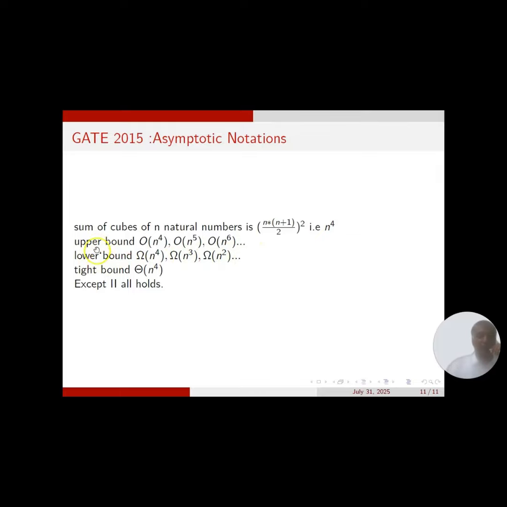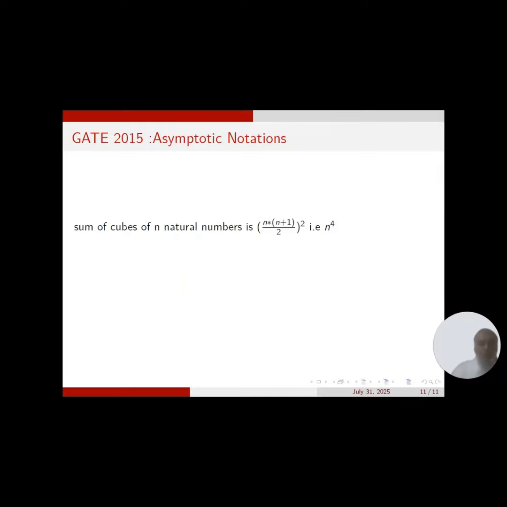Now we can say the tighter bound when it is equal to both big O as well as omega. So that's why we can say the tighter bound is theta of n power 4. So from this we can say that except 2, all hold.